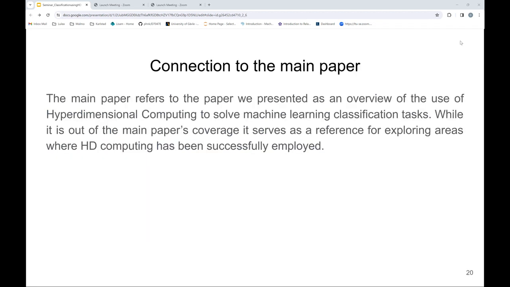Finally, to discuss the connection with the main paper that referred to this research paper: the main paper we have presented here gives an overview of the use of hyperdimensional computing to solve machine learning classification tasks. While it was not the main paper's coverage, it serves as a reference for exploring areas where hyperdimensional computing has been successfully employed. Thank you.